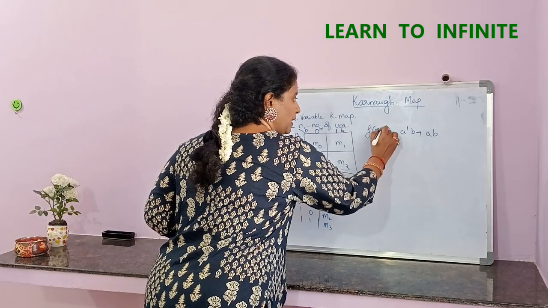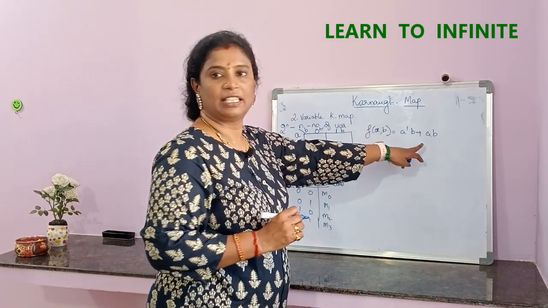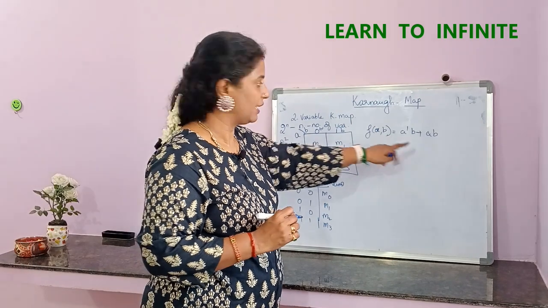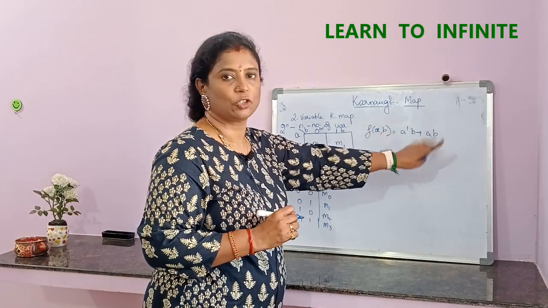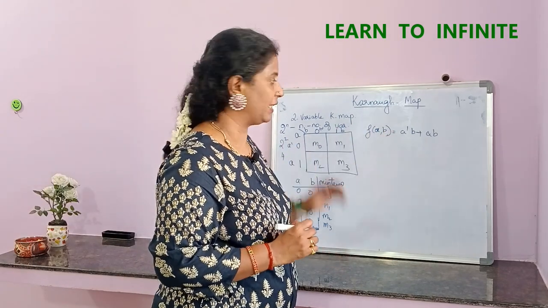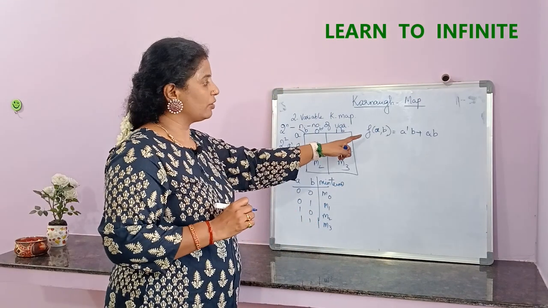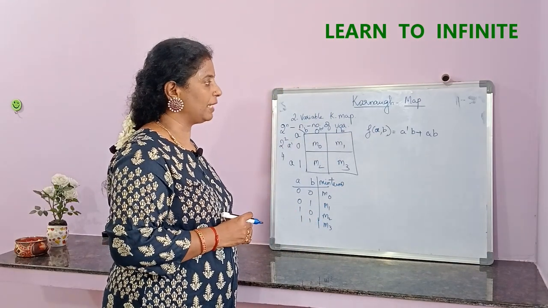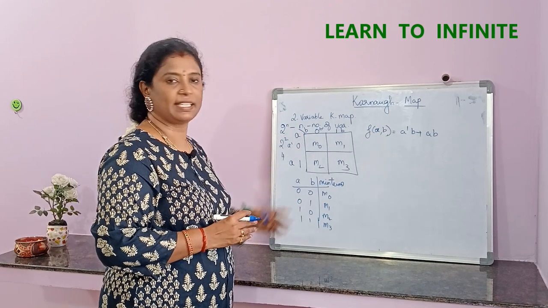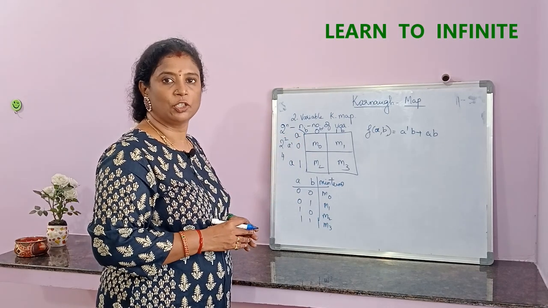Suppose if it is going to be f of xy, the equations also should be in the form of xy. If it is f of ab, the equation should also be in the form of ab. You have to look very carefully into that, right? Okay, so they are given the sum f of ab is equal to a dash b plus ab. So solve this function using K-map.